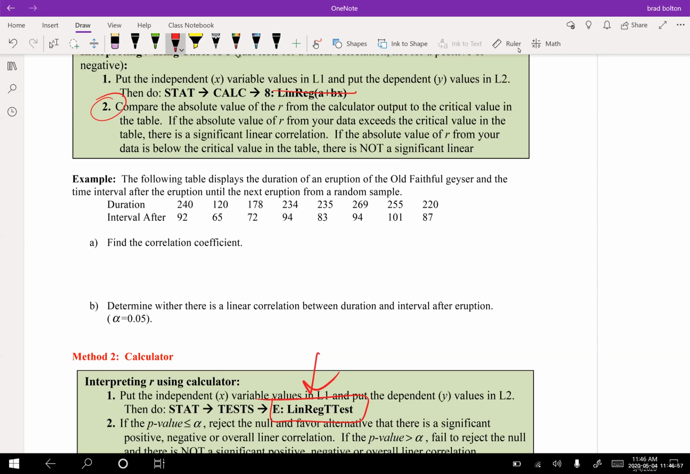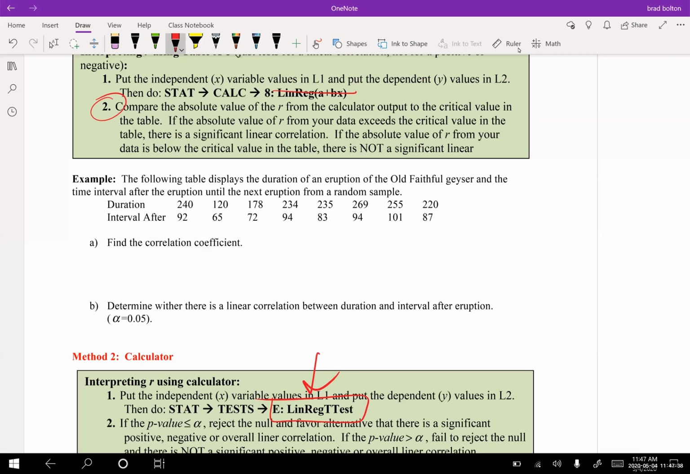Yeah, I'm going to assume this is in minutes because duration, oh, I guess. Well, they don't say. So I'm assuming the duration has to be in seconds because I can't imagine that it's erupting for 240 minutes straight. I've never been to Old Faithful, so I don't know how long it actually erupts, but I'm assuming it's not for 240 minutes. So I'm going to say the duration is in seconds and the interval after is probably in minutes or maybe hours. But for us, it's not really important, whatever the measurements are, because we're just trying to find the correlation between them. Is there a linear correlation or not?